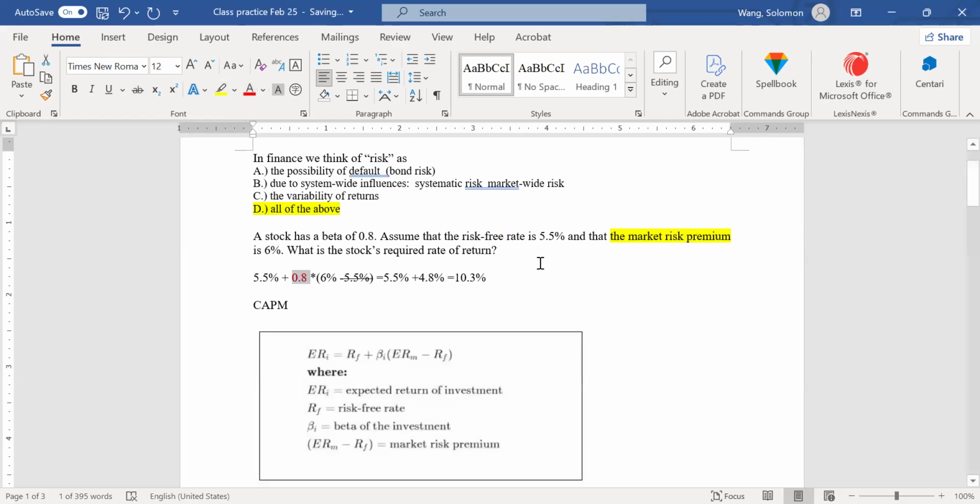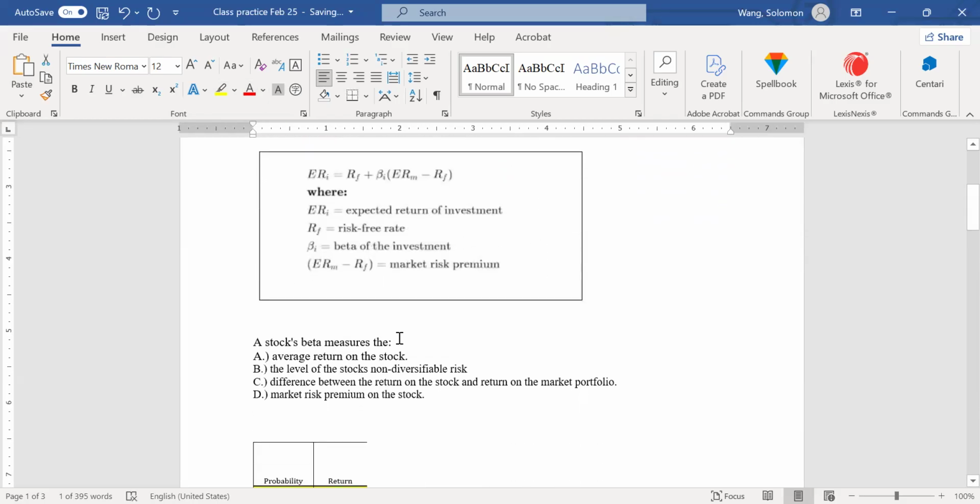If you scroll down, the next question is: a stock's beta measures the average return of the stock. This is incorrect because the average return of the stock basically is the expected return of the stock. It's not the beta here. And B is correct.